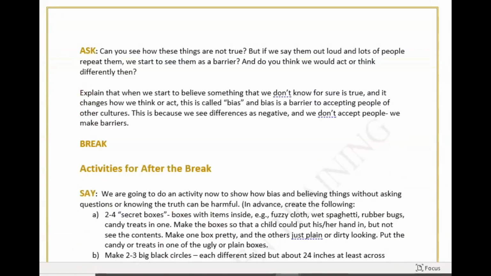We want to make clear to the children that these barriers are perceived and that they're not real, that we make them real when we say them out loud, and that when we have in our head that they're a barrier, sometimes that stops us from finding a way around the barrier or over or through the barrier. So this is called bias, and this is a good way to introduce the term, that a bias is a barrier to accepting people of other cultures.